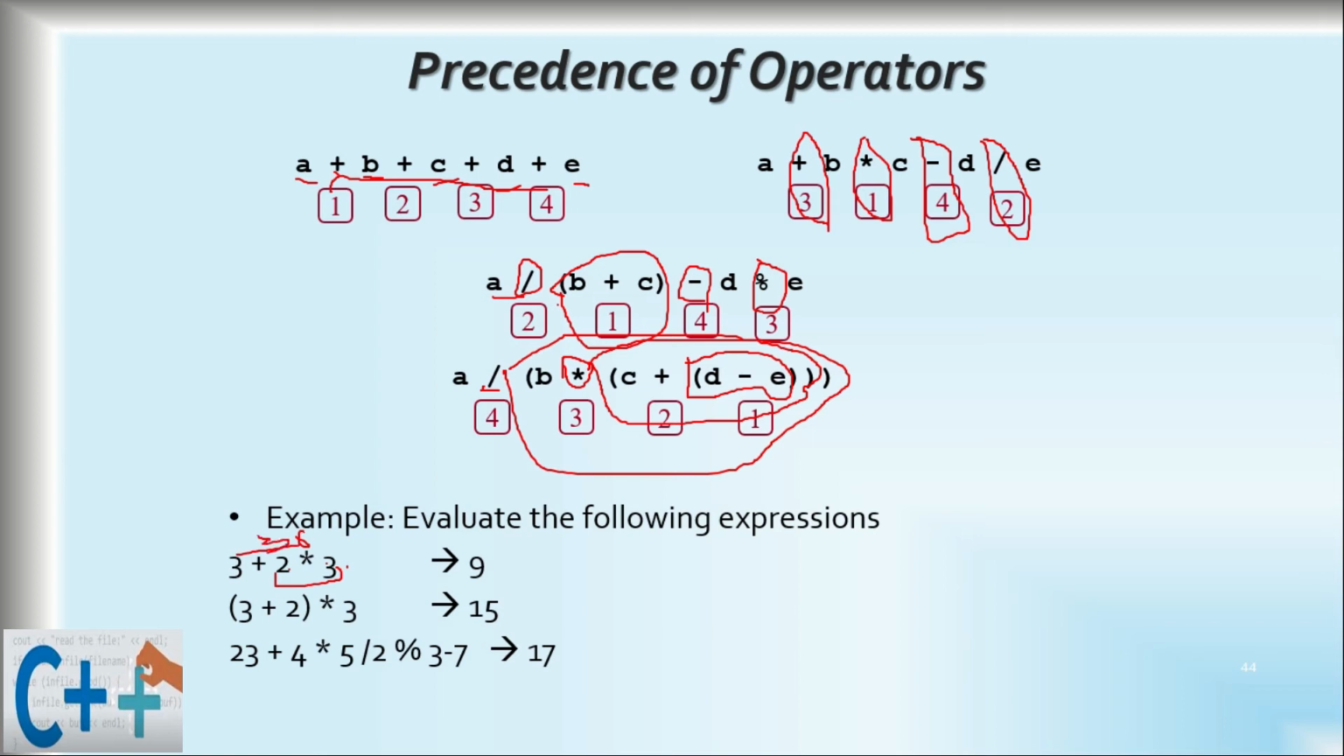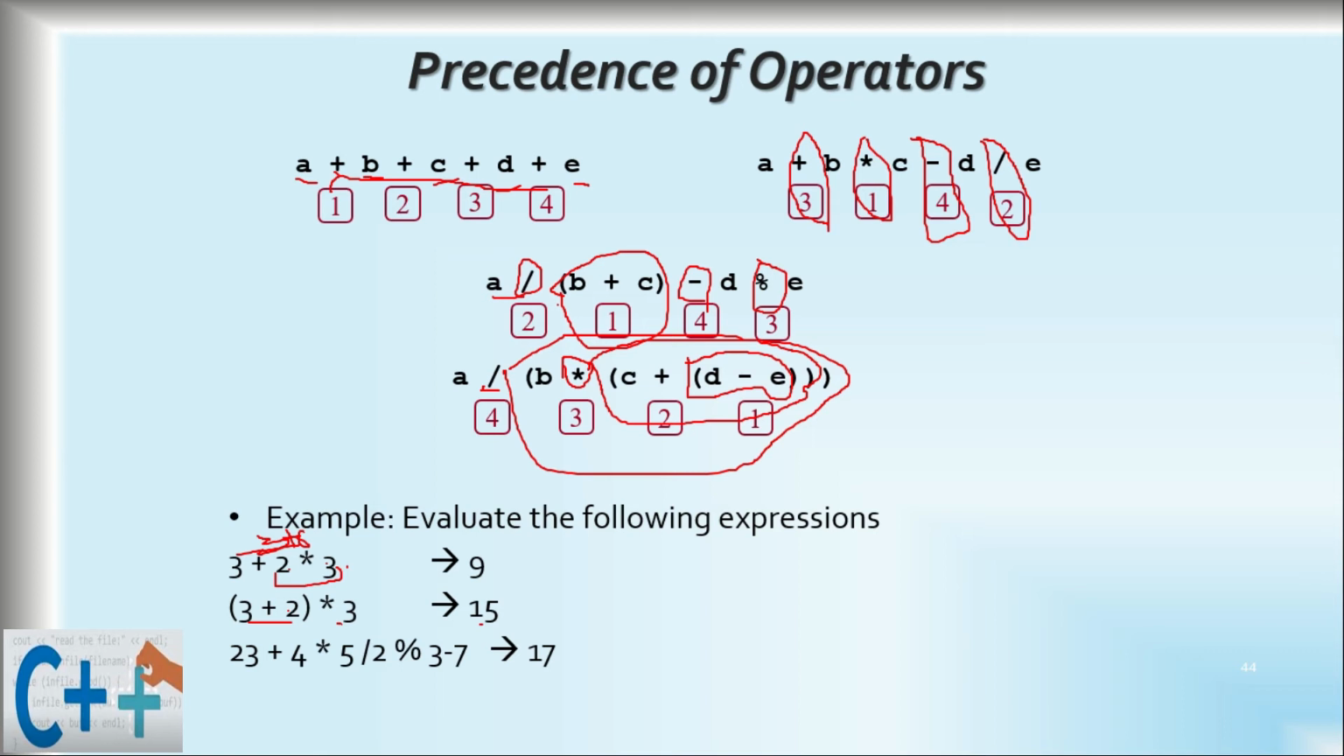3 plus 6. Good. Then the second one is 50. How does it work? Because 3 plus 2 is 5, and 5 times 3 is equal to 50. Next: 23 plus 4 times 5 over 2 modulus 3 minus 7 is equal to 17.